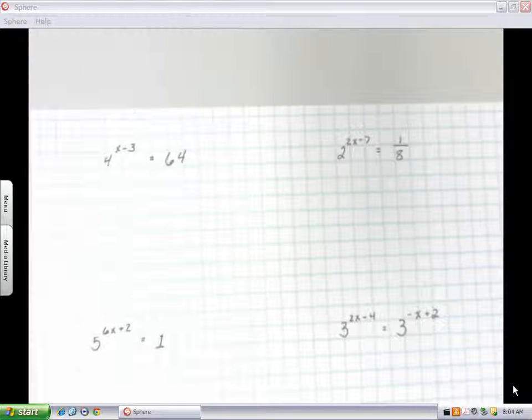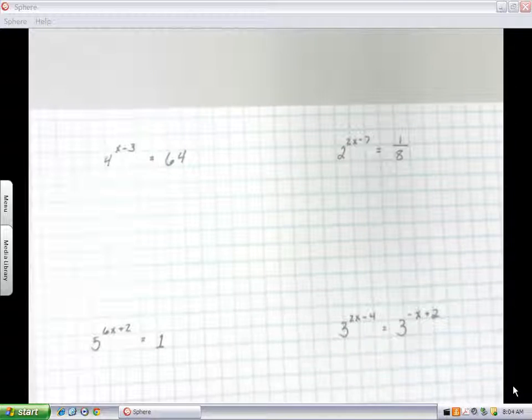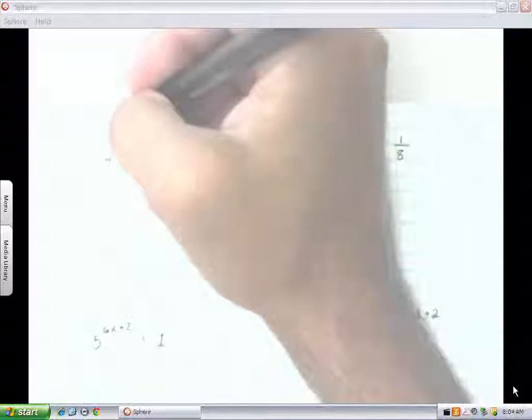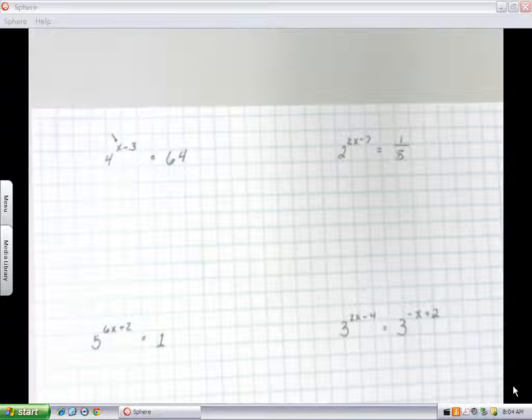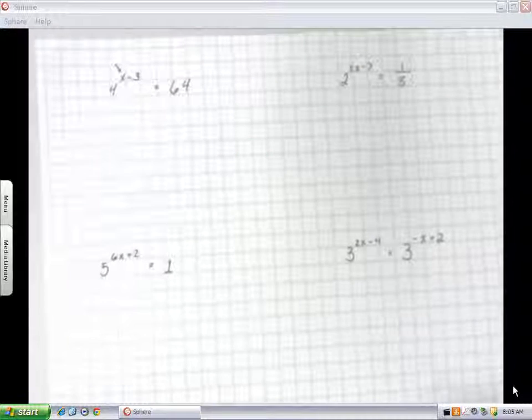Okay, so we're going to solve some equations, and what all of these equations have in common is that the variable we're trying to solve for is in the exponent. So these are all examples of exponential equations.